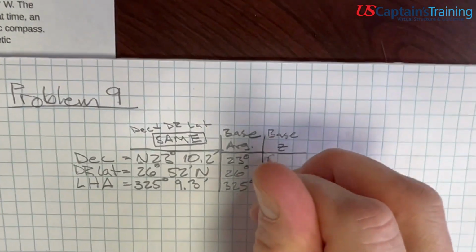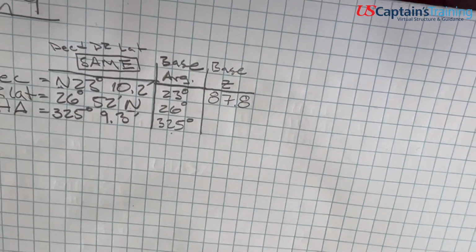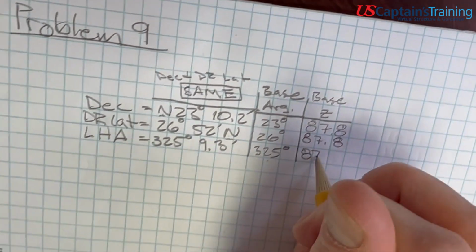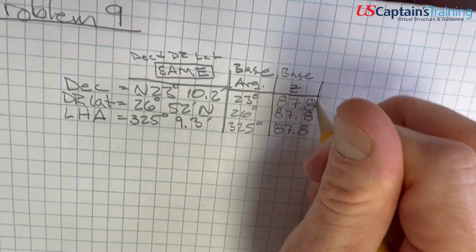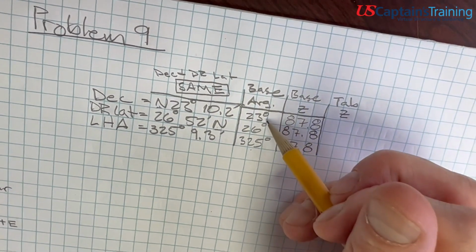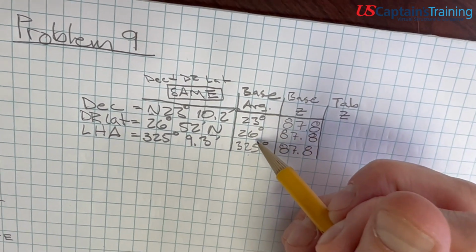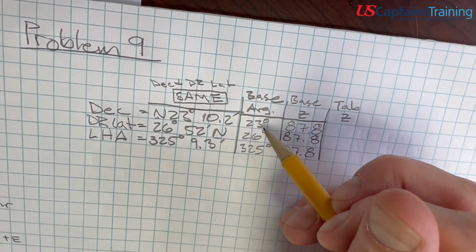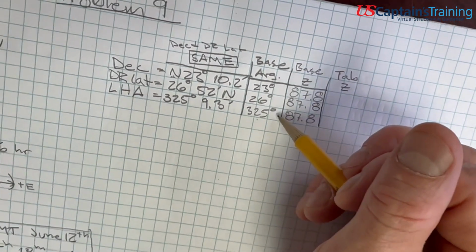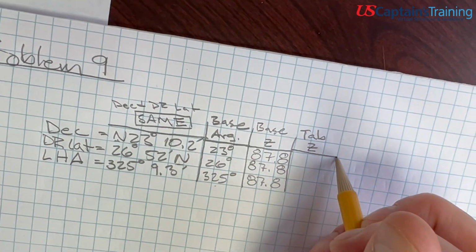87.8. And now that goes down the whole thing. Now we need to get our tabulated Z. Tab Z. And what we do for this, so you just knock each one up by one. So like 24, 26, 325, record it here. And then you do 23, 27, 325, record it here. And then 23, 26, 326, and record it here.